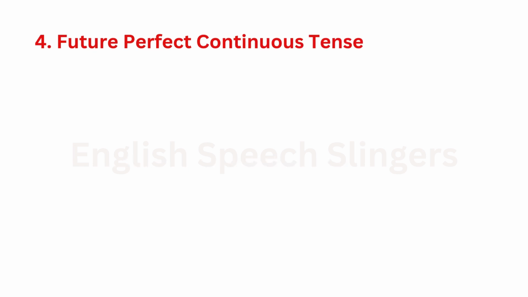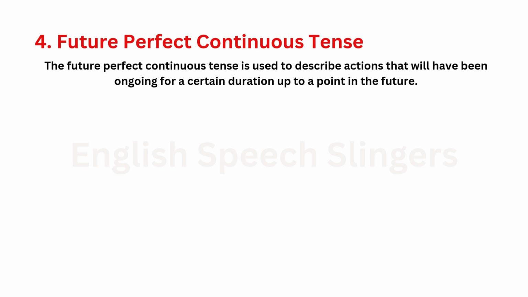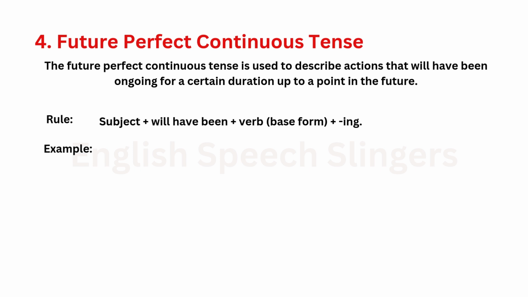Future perfect continuous tense. The future perfect continuous tense is used to describe actions that will have been ongoing for a certain duration up to a point in the future. Rule: Subject plus will have been plus verb base form plus ing. Now, let's see some examples.